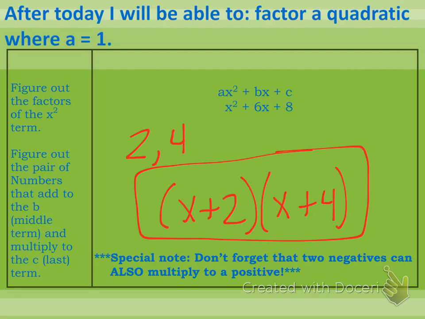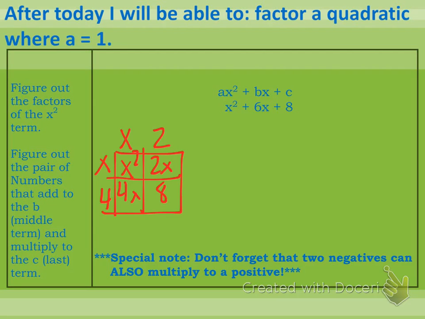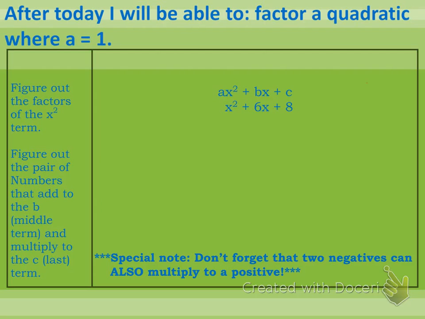There's my answer. Now, if I want to go back and check it, just like we did yesterday, all I can do is go do my box. x, 2, x, 4, and I've got x squared, I've got 2x, I've got 4x, and I've got 8. X squared, these two give me 6x, and then I've got 8. That matches that, so we're good again. Okay? That's it. Those are the notes. I'm going to go over 3 practice problems. You might want to pay attention, so here we go.